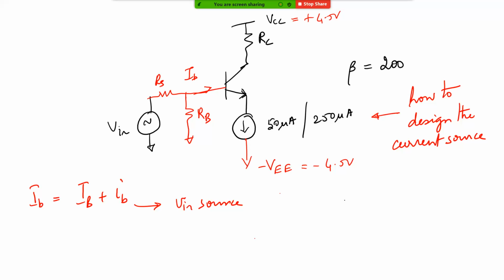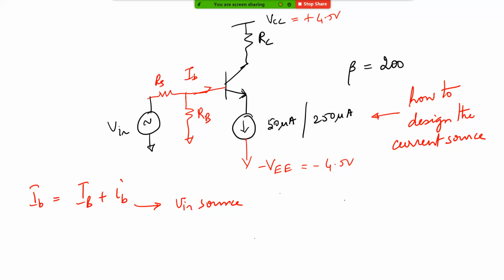So therefore, you put another RB and connect it to ground. That's a way to bias the DC thing. Of course, this RS and RB will form some voltage division and all those things. If you make it more complicated, you have to bring all these other things into the picture. So we will look at those things.